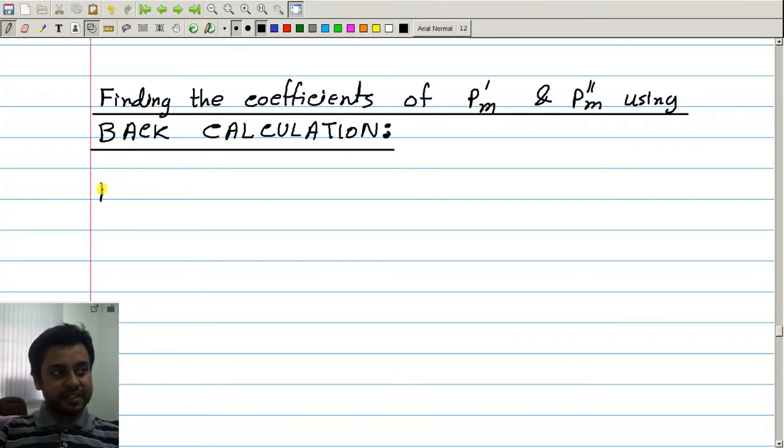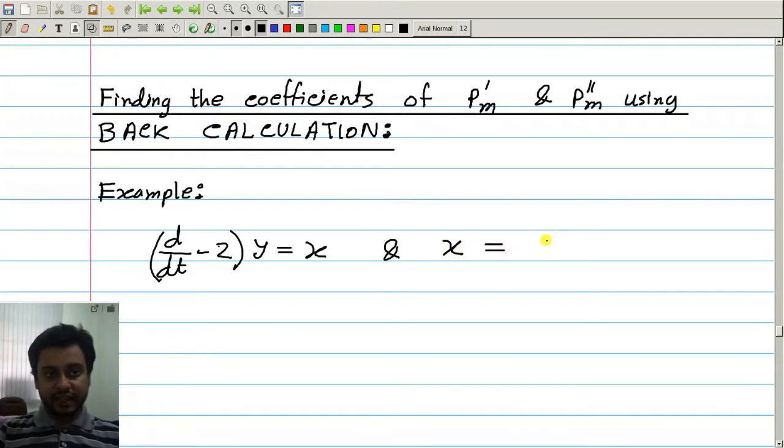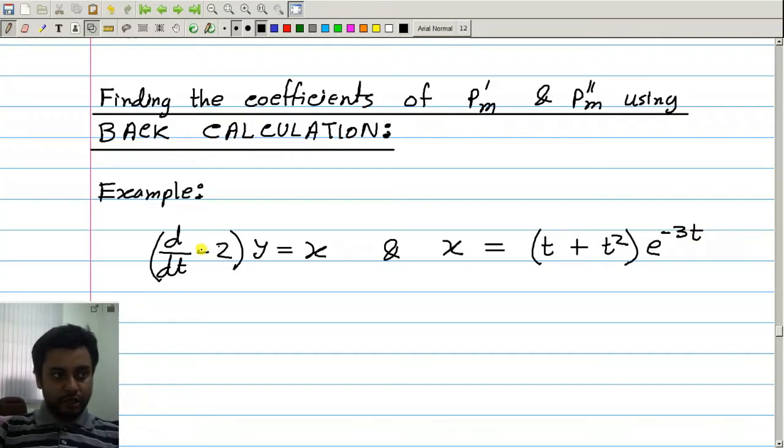Let us learn this with an example. Suppose the system given is d/dt minus 2 times y equal to x, and x is given as, say, t plus t square whole multiplied by e to the power, say, 3t. Minus 3t? Here also let me take it plus.